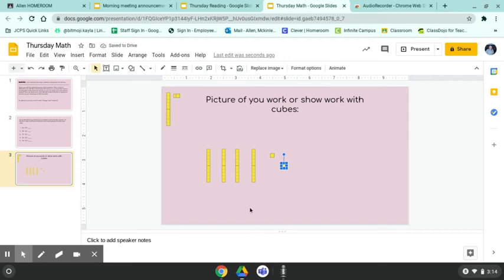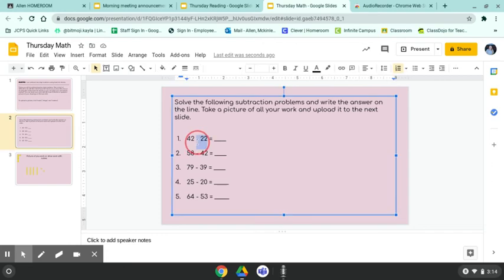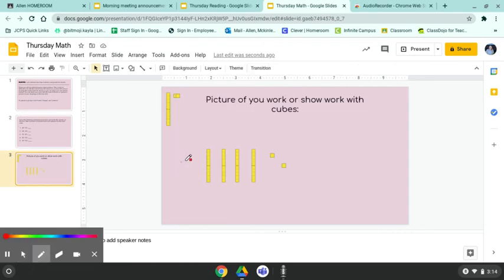Next, after I have my first number drawn out, or using my manipulatives, there's 42. Now I'm going to look at that second number, and I'm going to take away that number. So I'm going to take away 22. If you do it on paper, you can just cross out your blocks by making an X, and you can do it this way. Or if you want to do it online, you can take these away and just put them back.